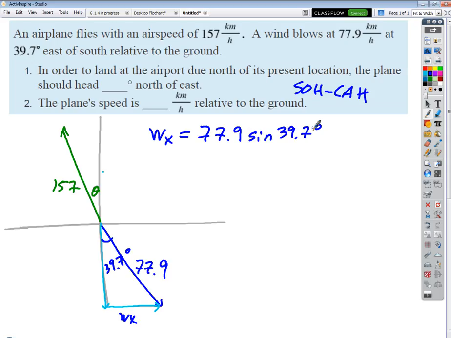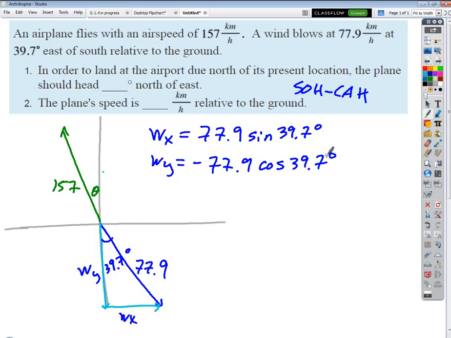W sub y is just cosine. Positive or negative? Negative. Negative, good. So if this is W sub y, we might as well get that out of the way too. W sub y is negative 77.9 cosine 39.7 degrees. Okay, good.